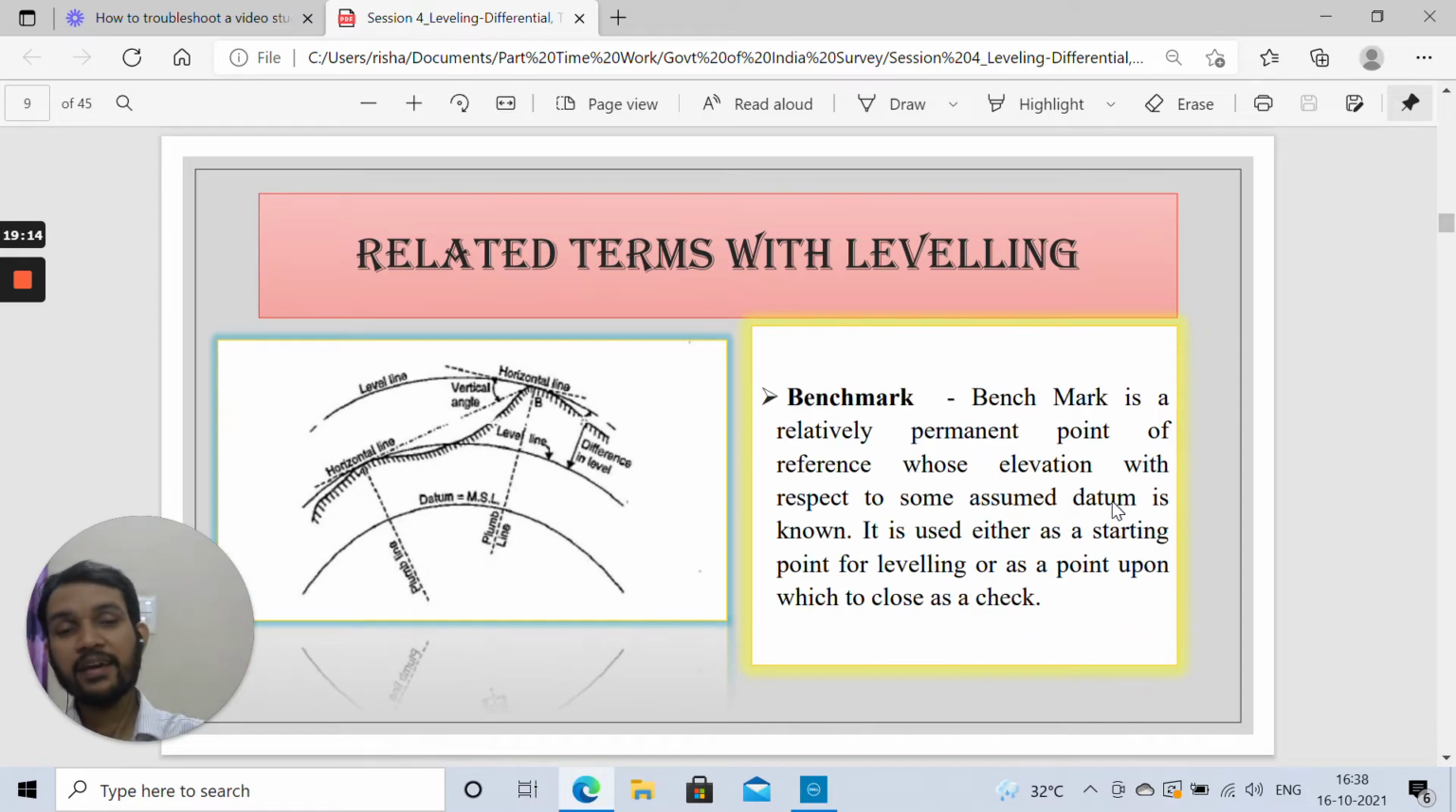Okay, next is benchmark. See, benchmark is that station whose RL is known to us, or the point which we consider as the base with reference to which we will be calculating the RL of all the other stations. Okay, anywhere I am saying RL, it means that we are talking about reduced level, that is the elevation of that particular station with reference to the datum point or the benchmark station. So benchmark is basically a permanent point, a solid point, and all the other stations' elevations we are going to compute with reference to this benchmark station.